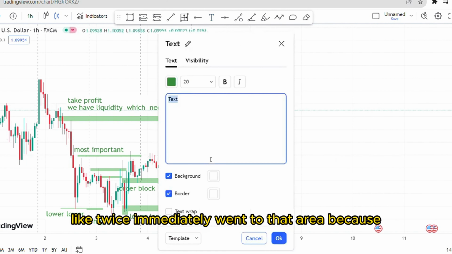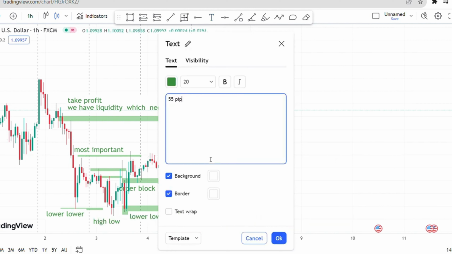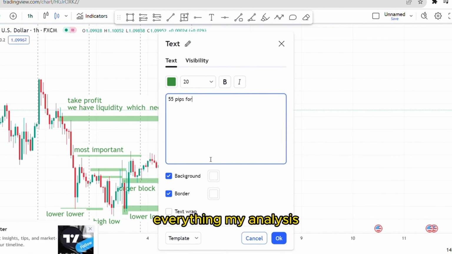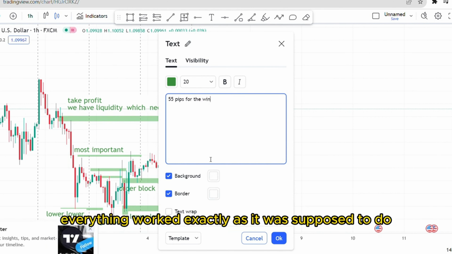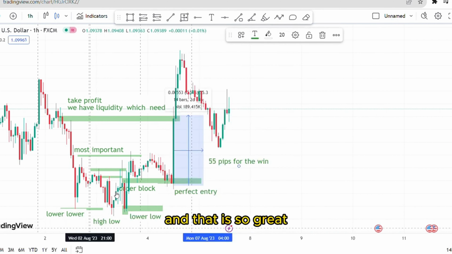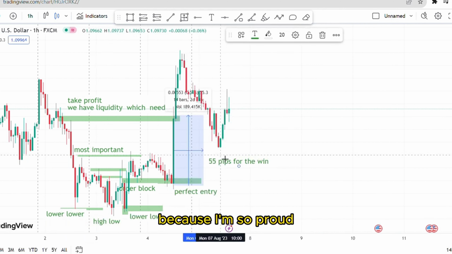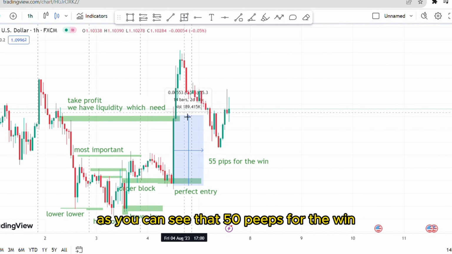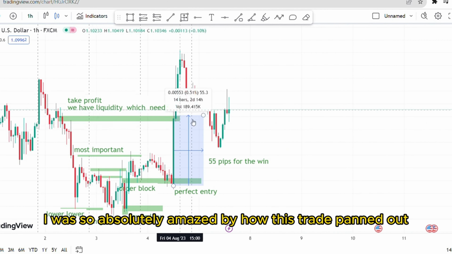Price immediately went to that area because everything, my analysis, everything worked exactly as it was supposed to. And that is so great because I'm so proud of myself with this one. As you can see, the 50 pips for the win. I was absolutely amazed by how this trade panned out.